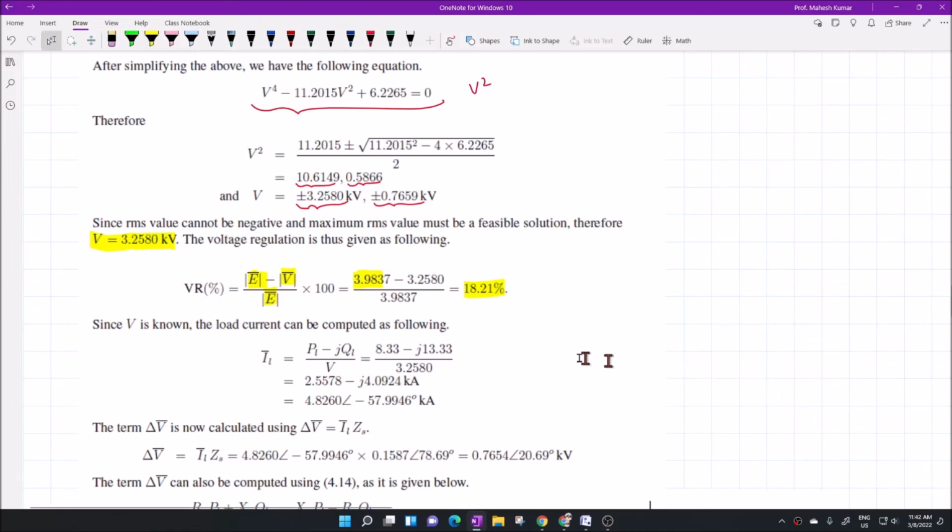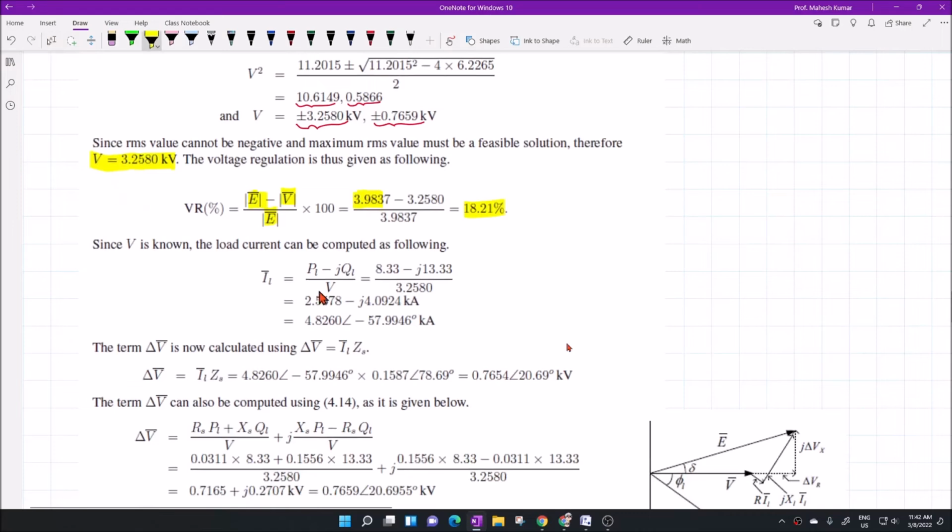So with this voltage, the current can be found, that is PL minus jQL by V. We know what is PL per phase and we know the voltage, so from that we can find out the current. You can see the current is 4.82 kilo amps, angle of minus 57. Please note the dimensions very carefully. Since powers are in mega watts or mega volt ampere reactives and voltage in kilovolts, the dimension of current will also be in kilo amps. So that has to be taken care of.